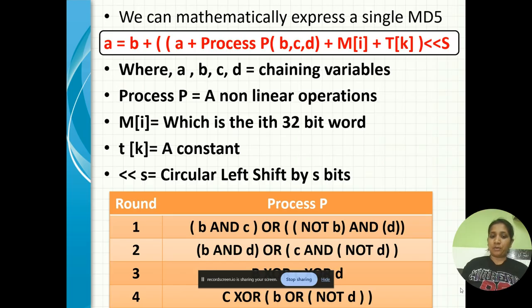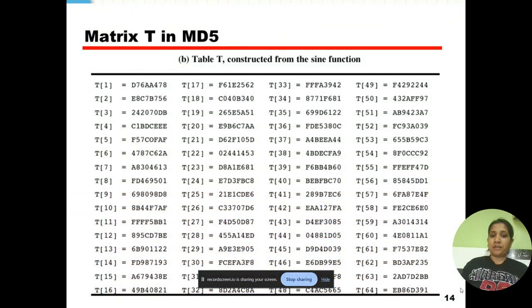So round by round, there are processes P that are to be considered. Matrix T in MD5.